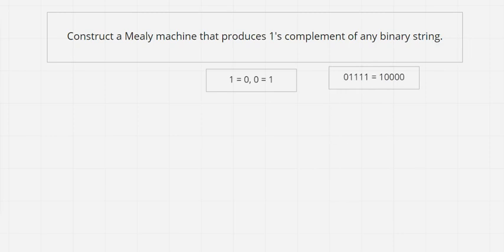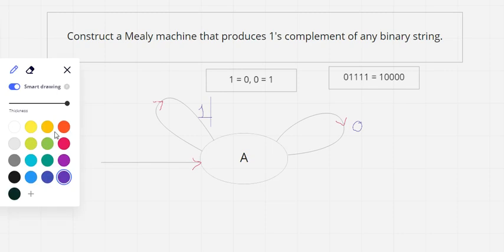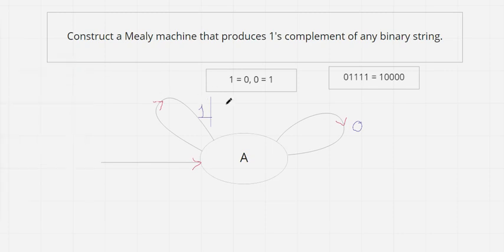So I will explain to you with the diagram. Okay, so I got one single state A. This is the initial state only, and I have taken 2 self loops. If it is 1, the output will be what? Let me redefine the output with a different color. The output will be represented by 0. So if it is 1, it is replaced by 0. If it is 0, it is replaced by 1. That means if the input string is 0, it will be replaced by 1.